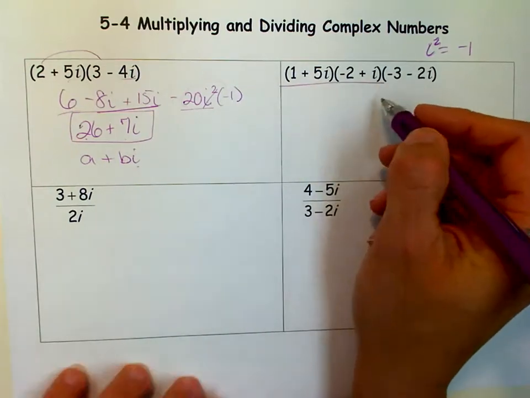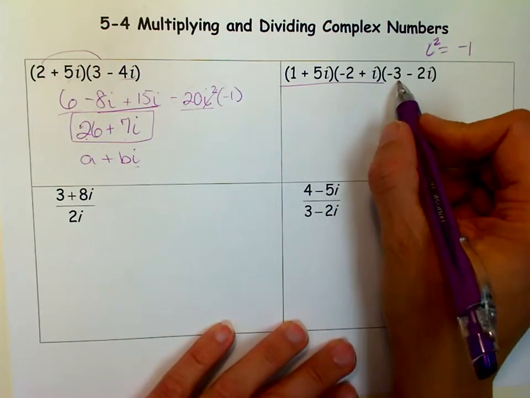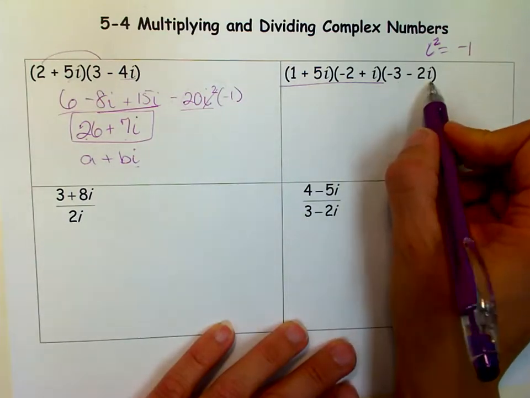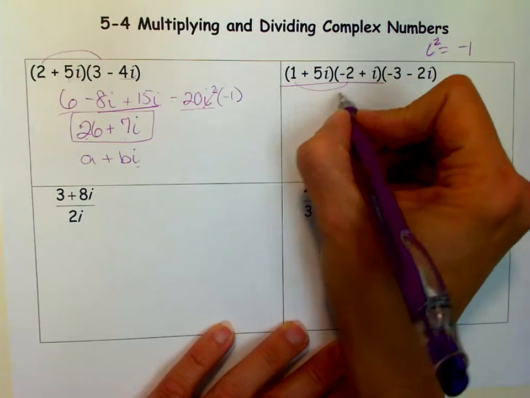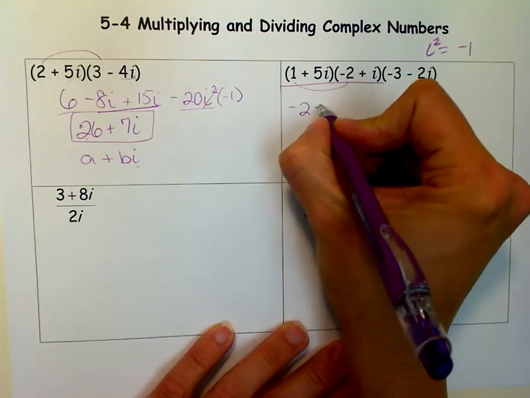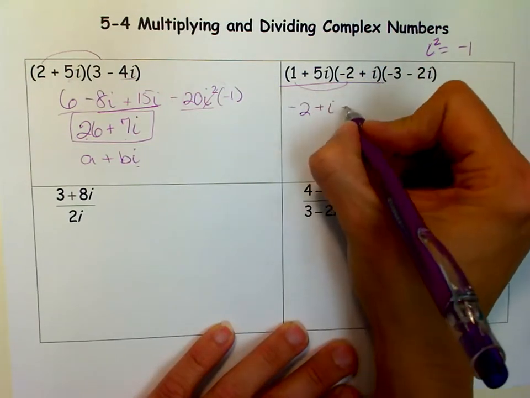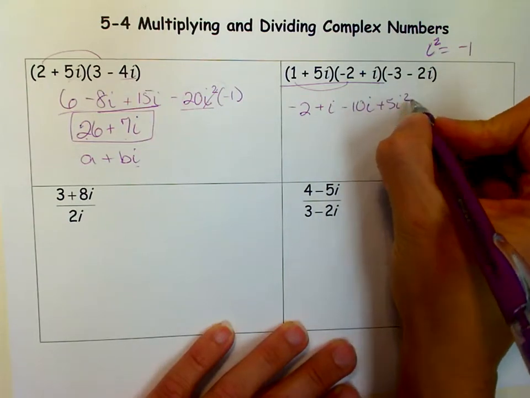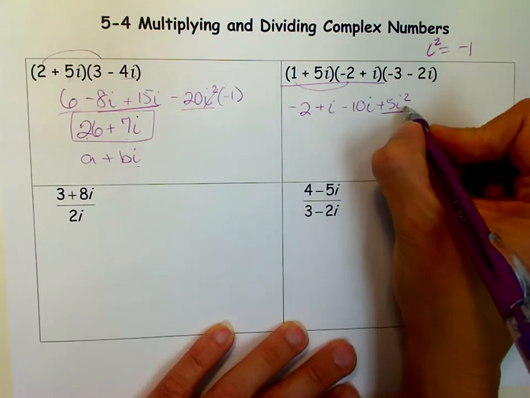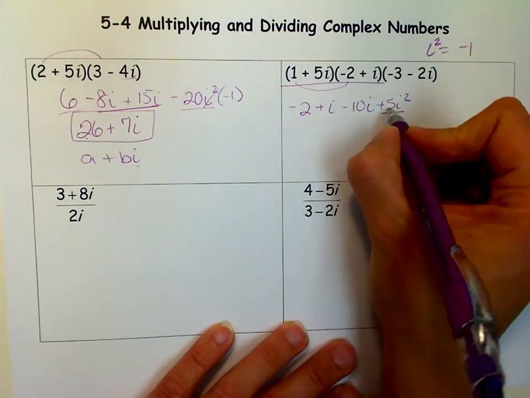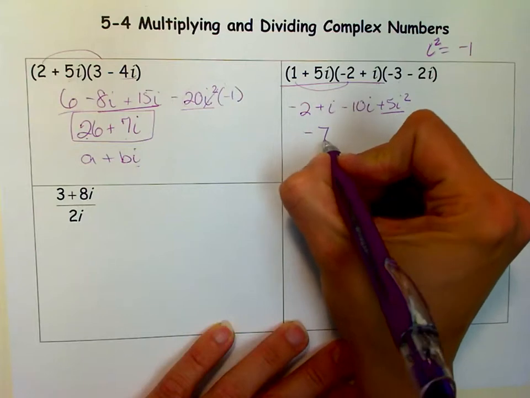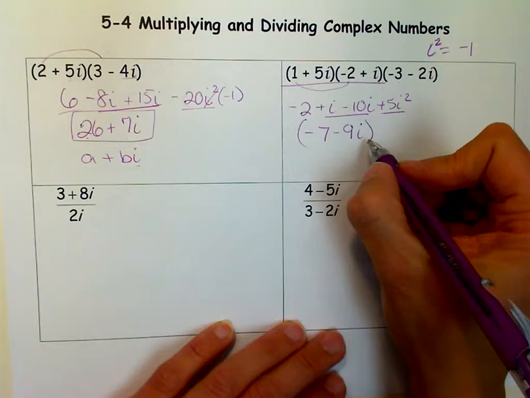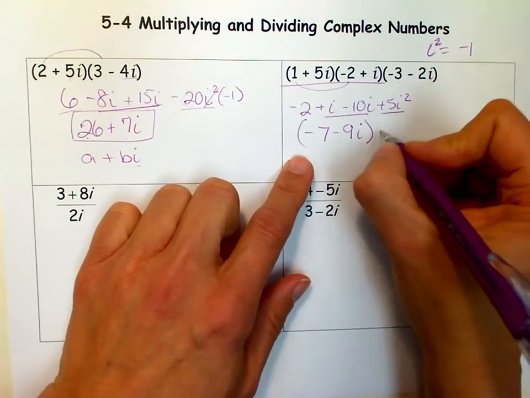So now on to these. Since there's 3 binomials multiplied together, we're going to take these two and multiply them first, and then we'll take that answer and multiply it by the final one. So when we do our FOIL, we get -2 plus i, it's these two, then minus 10i, and then plus 5i squared. And 5i squared is really -5 because it's -1 times 5, and -5 minus 2 is -7. When we combine these parts, we get a -9i.